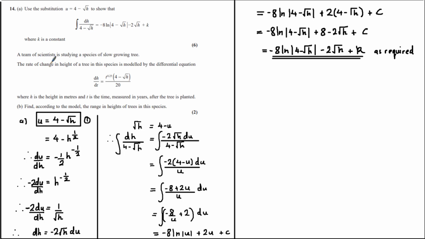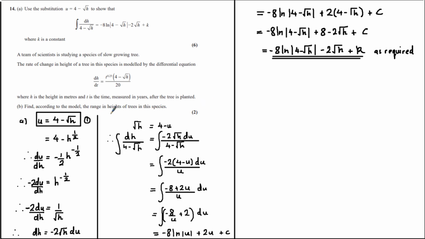The next part says a team of scientists is studying a species of slow-growing tree. The rate of change in the height of a tree in this species is modeled by the differential equation dh over dt is equal to t to the power of 0.25 multiplied by 4 minus the square root of h, over 20, where h is the height in meters and t is the time measured in years after the tree is planted. Part B asks us to find, according to the model, the range in heights of trees in the species. And this question is for 2 marks.